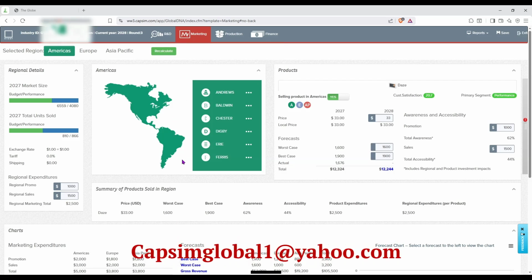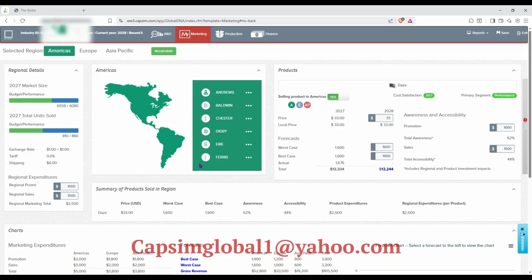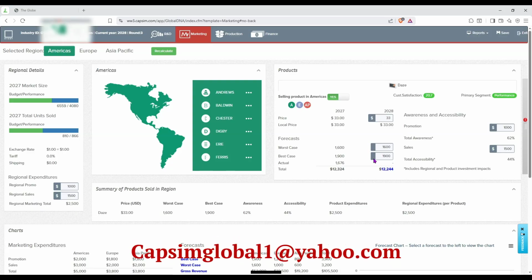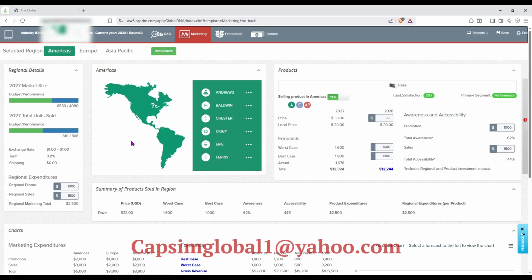Under the marketing department, we're actually talking about 4 things that we always talk about. One of them being the pricing, second one being the promo budget, sales budget, and lastly the forecast. So we shall start with the pricing.